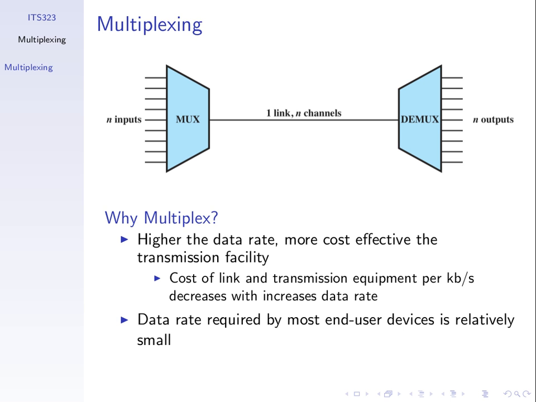That's sort of the picture where we combine the inputs into a multiplexer or a mux. One link carries the data from all of those inputs and a demultiplexer. It becomes more cost effective by using a single line as opposed to using many smaller lines. Use one optical fibre as opposed to use 1,000 copper wires.